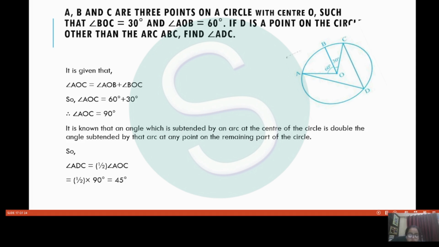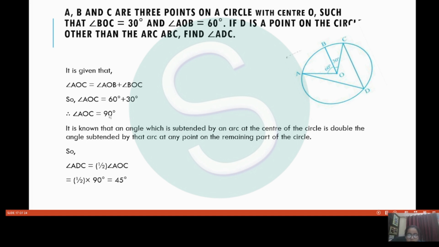Now we will move to another question. Consider three points A, B, C on a circle with center O, such that angle DOP equals 30 degrees, this angle is 30 degrees, and AOB is 60 degrees. If D is a point on the circle other than on arc ABC, we have to find the angle ABC. It is given to us that AOC is formed by angle AOB plus angle BOC. So AOC equals 60 degrees plus 30 degrees, right? This whole angle is made up of these two angles, 60 and 30. So AOC will be 90 degrees.